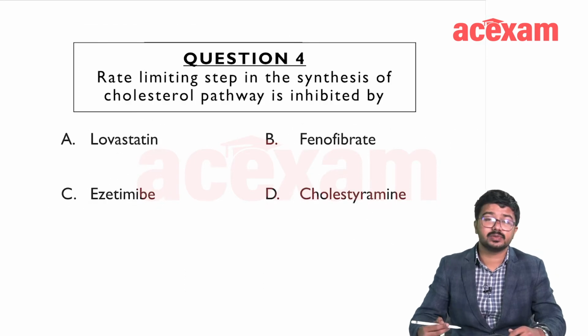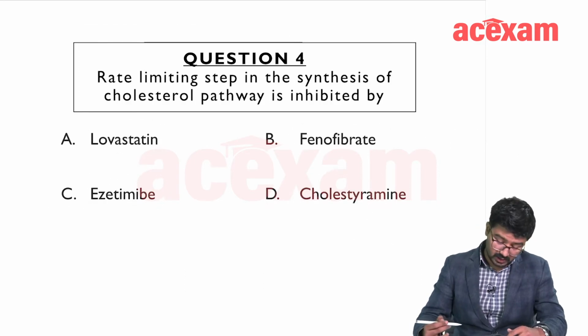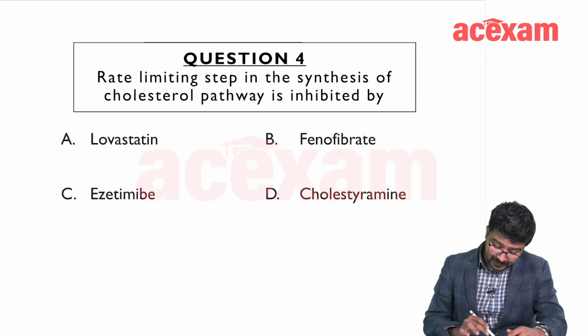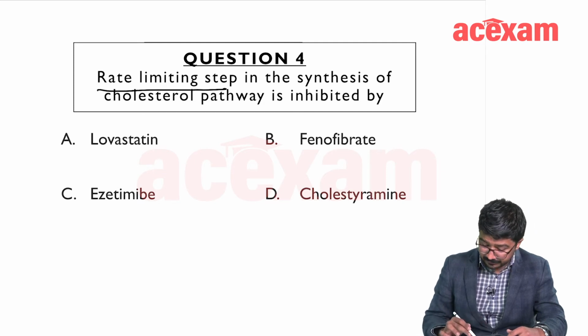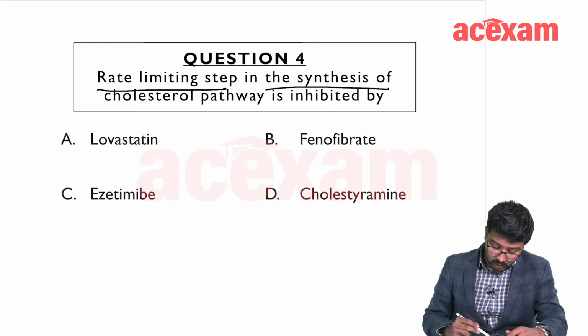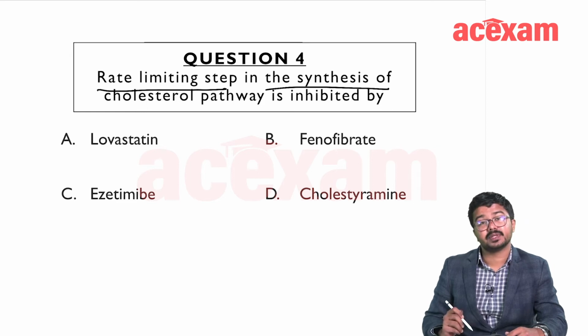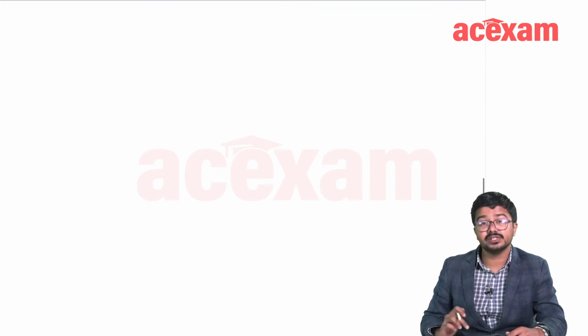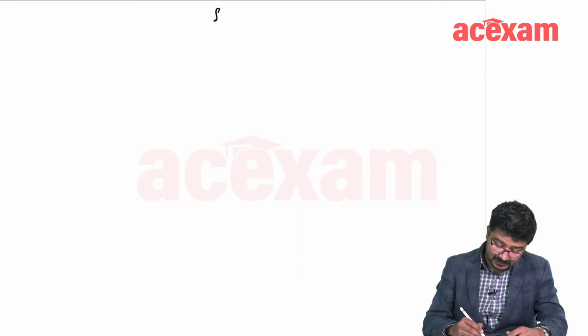Now let us go to the next question, which is question number 4. The question number 4 reads as, the rate limiting step in the synthesis of cholesterol pathway is inhibited by lovastatin, fenofibrate, ezetimibe or cholestyramine. Once we understand the mechanism of action of each one of these agents, this question will be easy. Now let's understand the mechanism of action of each one of the agents, starting with statins.